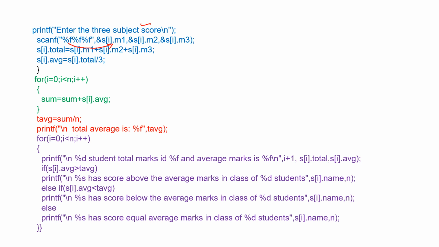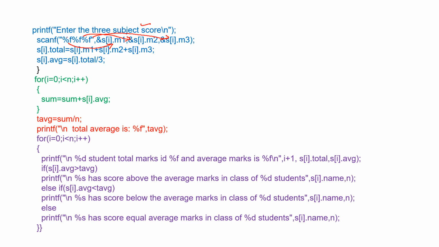Now second percentage f will be replaced by the first student's mark 2, which will be stored, and the third percentage f will be replaced by S of I dot M3.